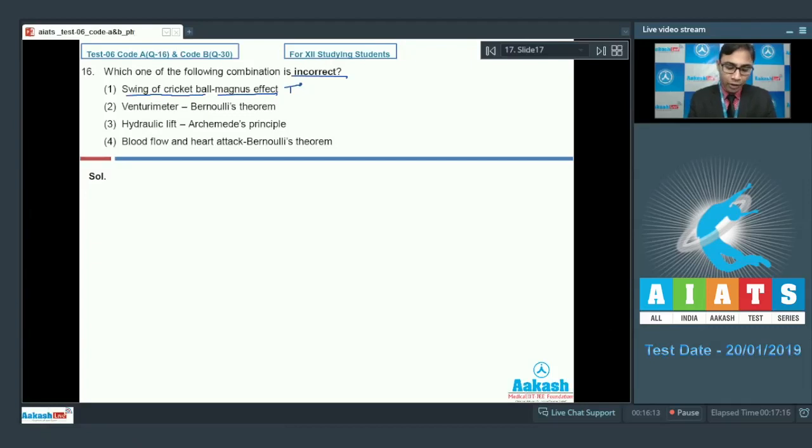Venturi meter, Bernoulli's theorem. Yes, Venturi meter works on Bernoulli's principle. So this is also true. Hydraulic lift, Archimedes principle. No, this is wrong because hydraulic lift works on Pascal's law. So this is our false option.